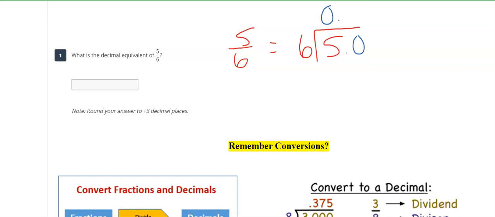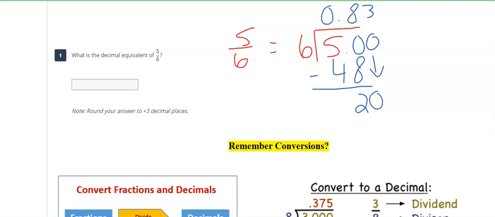So now my question is, how many times does 6 go into 50? And that would be 8 times, because 6 times 8 is equal to 48. And I can subtract 50 from 48 to get 2. And I can bring this 0 down to make it 20. How many times does 6 go into 20? That would be 3 times. 6 times 3 is 18. Subtract 20 and 18 to get 2 again.